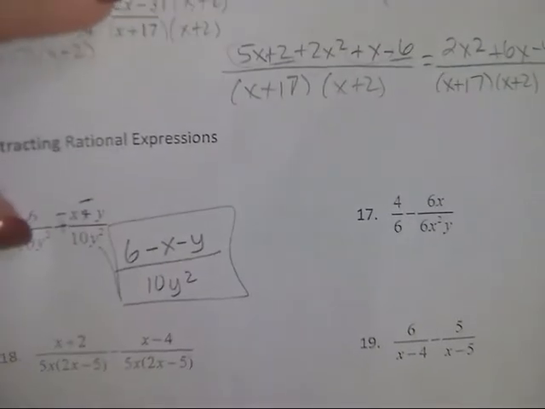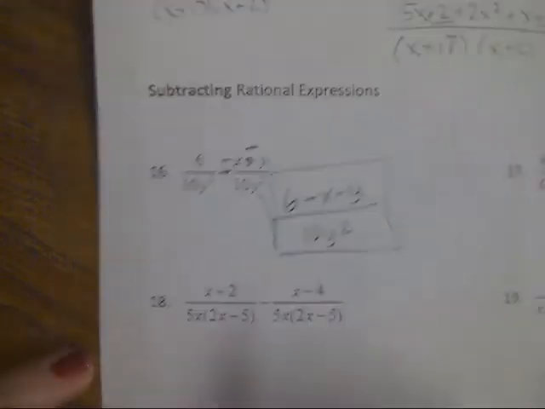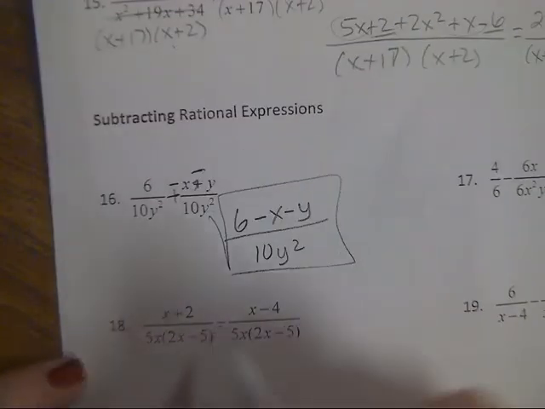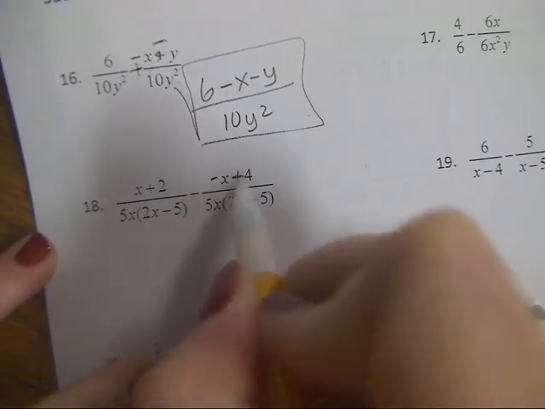I'm actually going to skip 17 right now. I'm going to go to 18 because I see 18 has common denominators. Remember, apply my negative to both pieces. So this is going to be a negative x and a positive 4 when I do that.